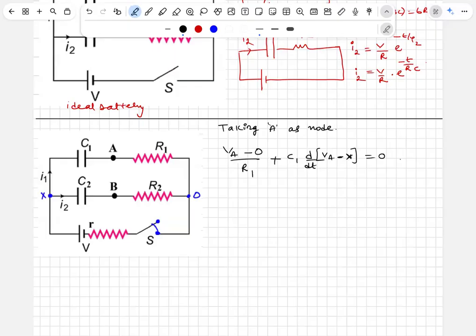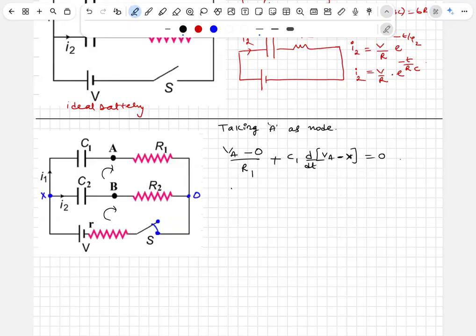Like this is taken as one loop, this is taken as another loop. Likewise, you can work, no issues. Your unknowns are two, I1 and I2. You require two equations.